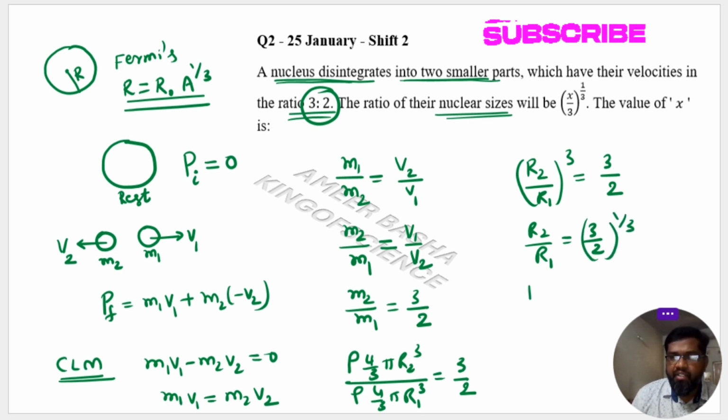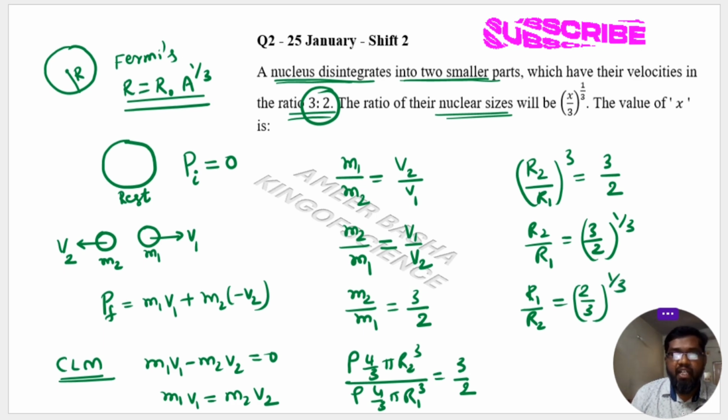But I require the reverse. That is R1 by R2 will be equal to 2 by 3 whole power 1 by 3. So clearly the x value is 2. Clearly the x value will be 2 here.